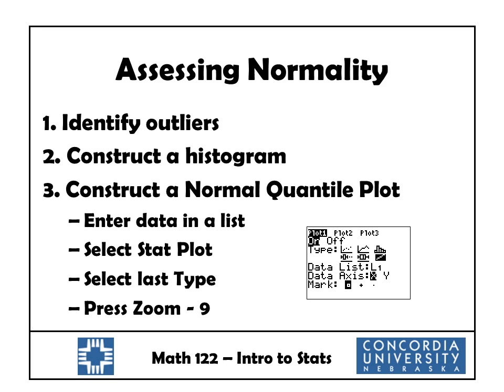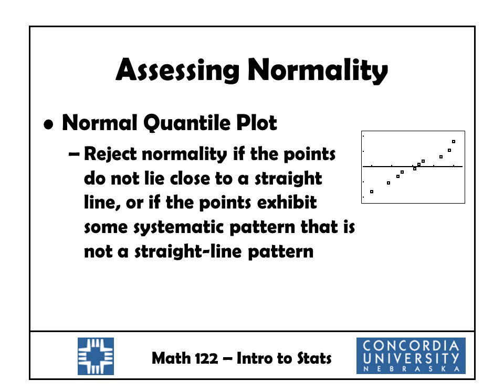And we did that on our calculator. We put the data in a list, go to Stat Plot, we selected the last type, press Zoom 9, and we get something that maybe looks like this graph on the right hand side. And the way we interpret this is we look for a straight line pattern. Basically, a straight line pattern indicates a normal distribution. Something other than a straight line pattern or some other type of pattern indicates a non-normal distribution. So again, look for straight line patterns. If it has a straight line pattern, then that's an indication the population is normally distributed.